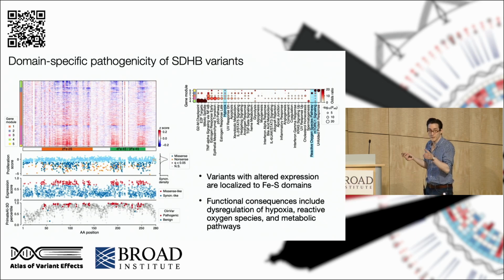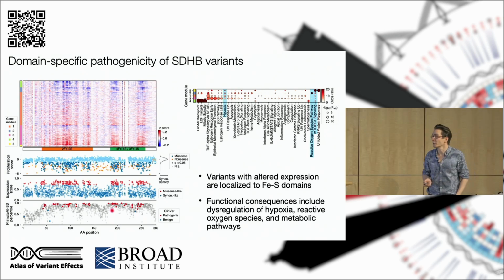with the domain-specific effects we see in the expression, and then below that our expression score, which is also highly consistent with the depletion observed in proliferation. And in the bottom track, the predictions from PrimateAI, where I've also labeled the variants annotated in ClinVar, whether they're pathogenic or benign.